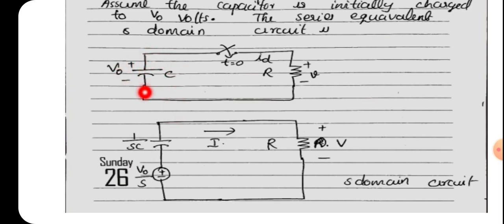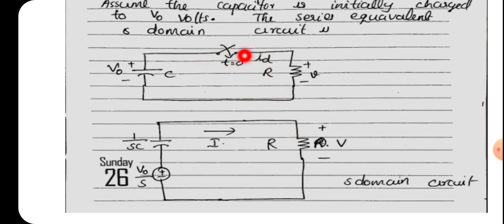So this capacitor will be replaced by the series combination of these two, where this represents the constant voltage source and its value is the initial voltage V0 divided by S, and this capacitor will be changed to another capacitor which is having the S-domain value 1 by SC. So this is the representation that we have studied in the previous classes. So we can replace this capacitor by this one, and the rest of the circuit will be the same as that of the circuit given in the question. So there will be a resistance R.